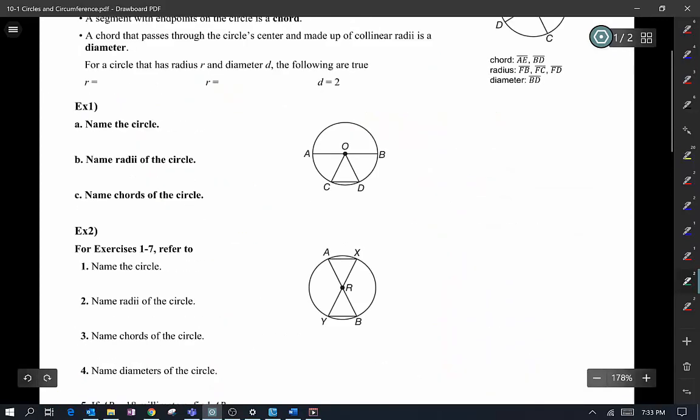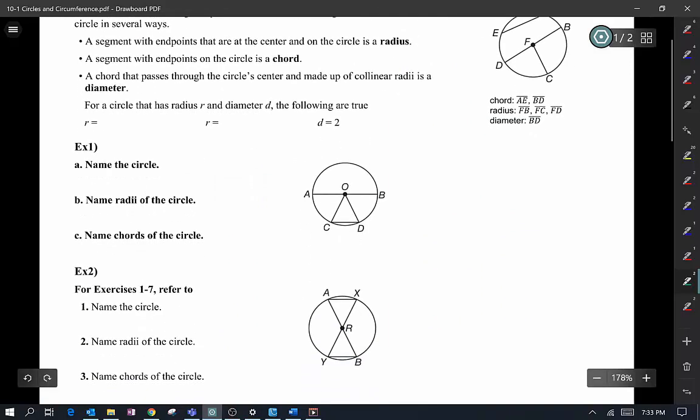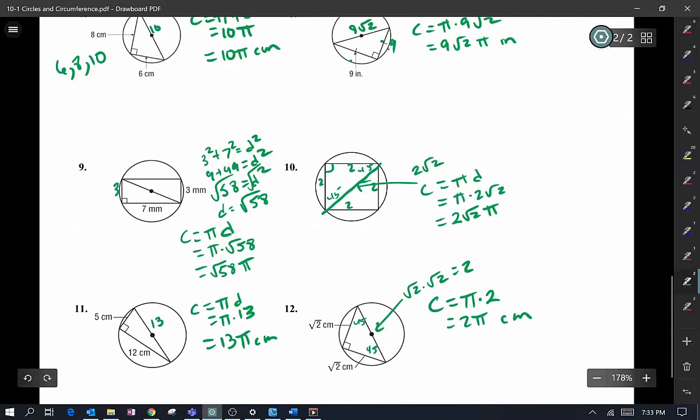It's not hard, right? Really, this lesson's about learning about chords and radiuses and diameters and doing some basic math. We are going to explore a lot more detail about all the characteristics of circles and all the things you can do with circles. So this is just an introductory lesson.